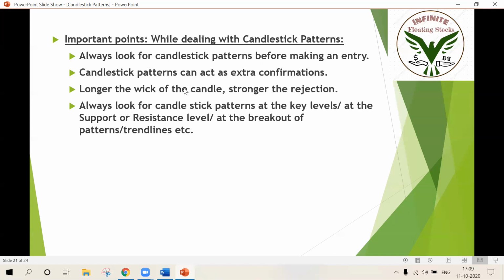So I repeat, these are all the important points you need to keep in mind while dealing with candlestick patterns. Among them, always look for candlestick patterns before making an entry. Candlestick patterns act as an additional confirmation, and you need to look for them at support or resistance levels before making a buy or sell position. You also need to look at key levels, support, resistance, and trend lines, and identify candlestick patterns before making an entry.